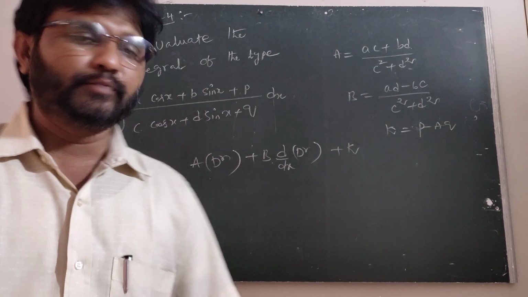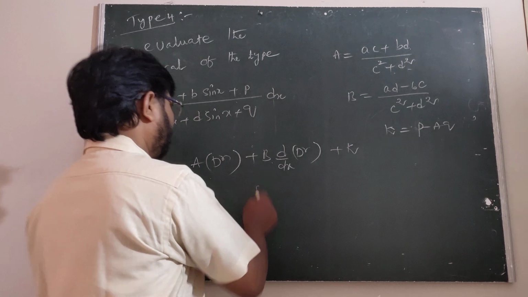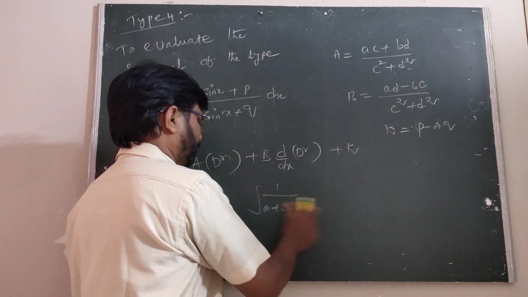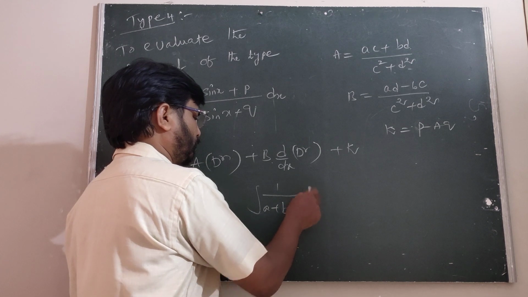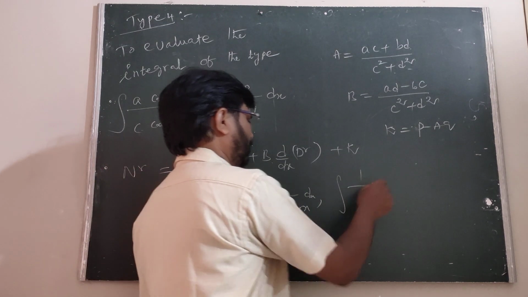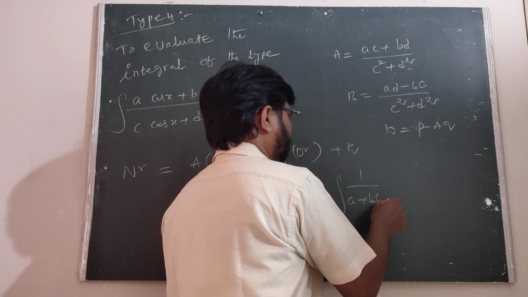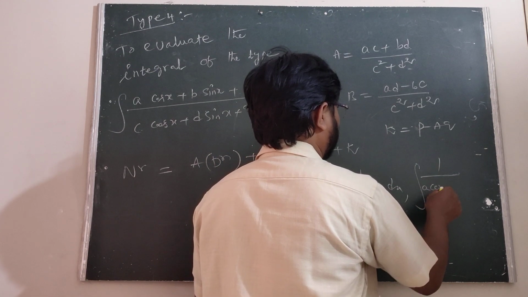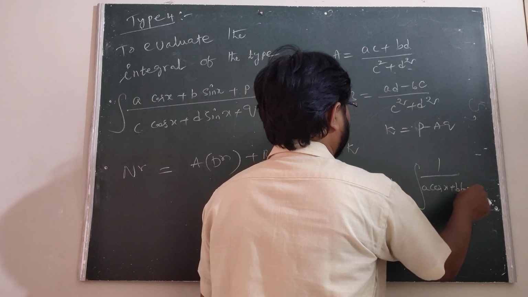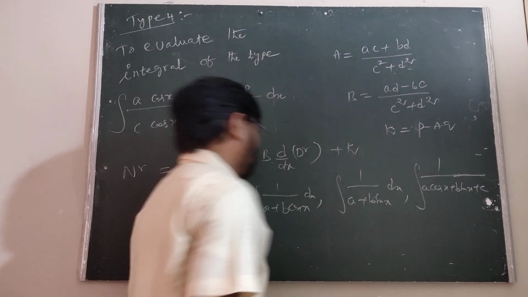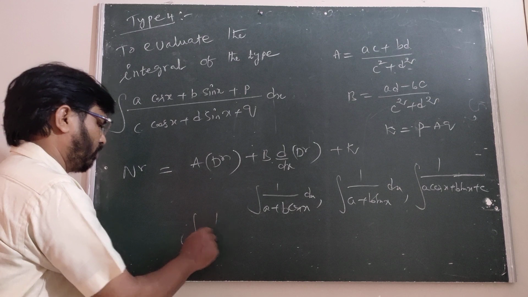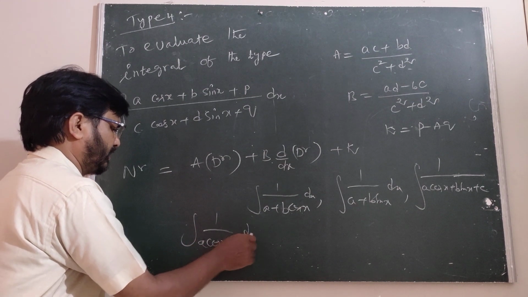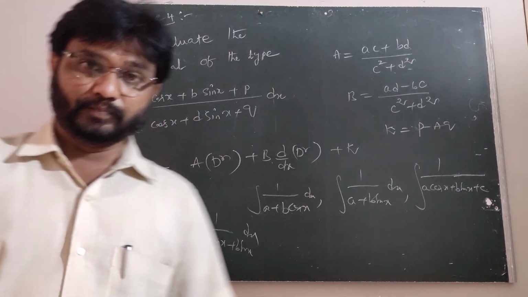But what is type 2? Integral 1 upon a plus b cos x into dx, integral 1 upon a plus b sin x into dx, integral 1 upon a cos x plus b sin x plus c. In these cases, and also integral 1 upon a cos x plus b sin x dx. This is type 2.